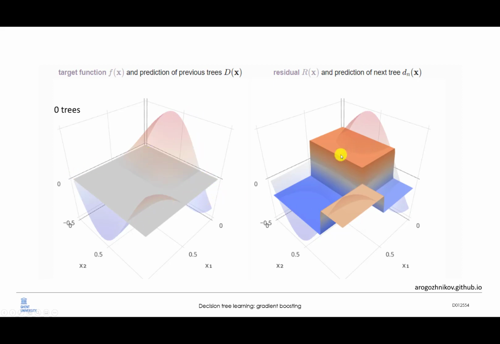And what we're going to do here is fit a regression tree, a regression model, so that's what you see here, to these errors. You can see in this region, for instance, it's making a lot of big errors because the function is here and we're predicting here.